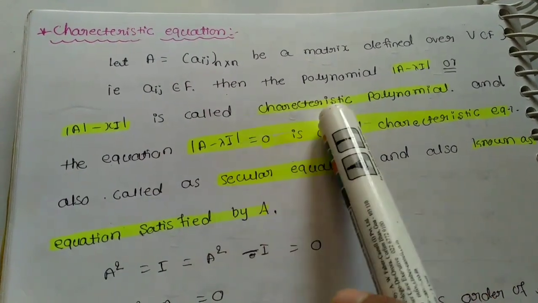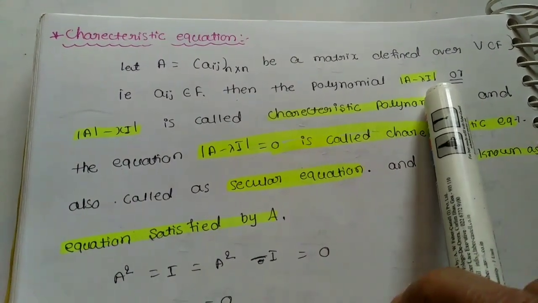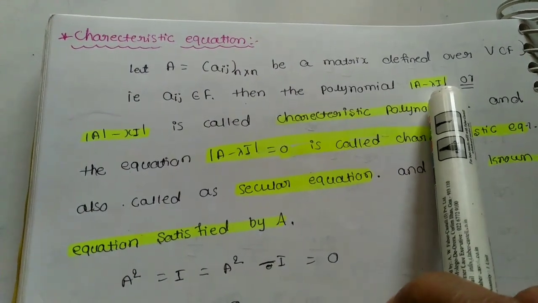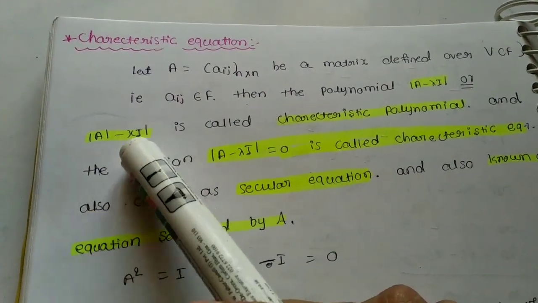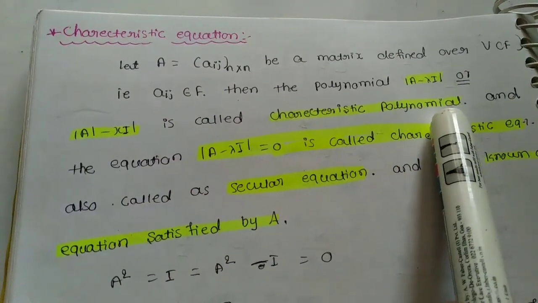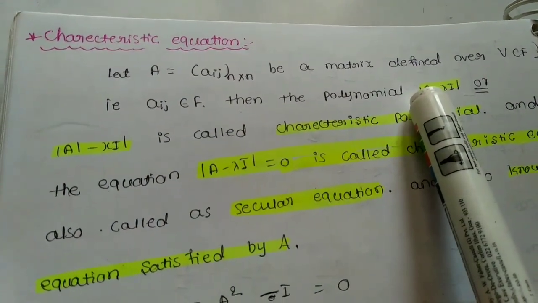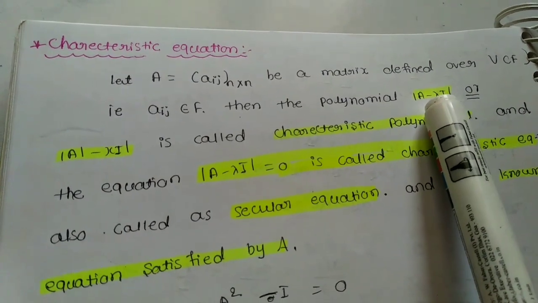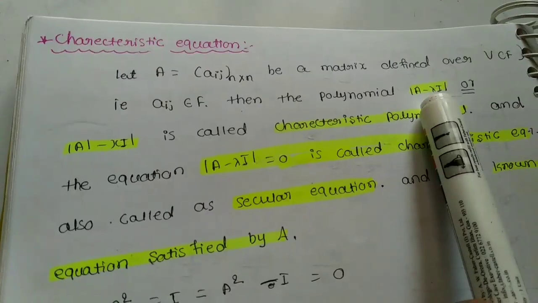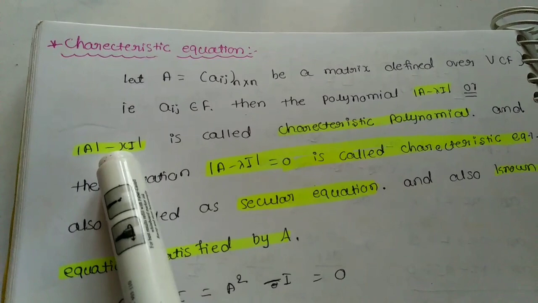Then the determinant of A minus lambda I, or the determinant of A minus xI, is called the characteristic polynomial. Just look here, guys. Here A represents your matrix, and this lambda is just a notation. I am using lambda, but if you want, you can replace it with other alphabets too.